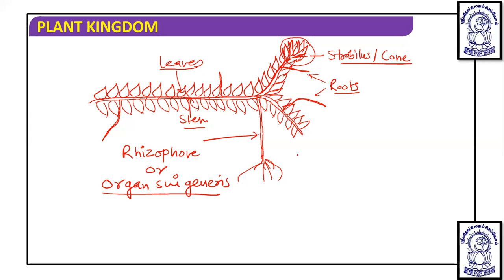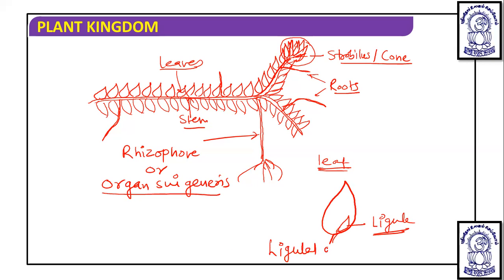Now if we talk about the leaf of this Selaginella, then in the leaf you will find a small leaf-like structure present at its base that is known as ligule. Means these are the ligulated leaves, and these ligulated leaves are found in Selaginella, a heterosporous pteridophyte.